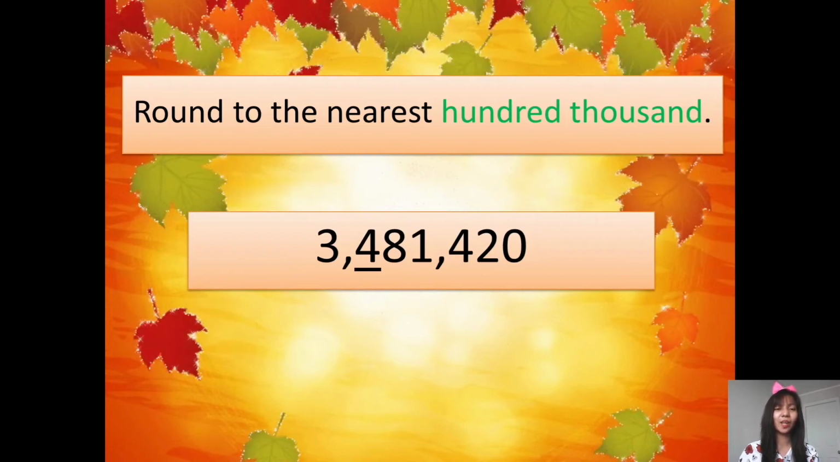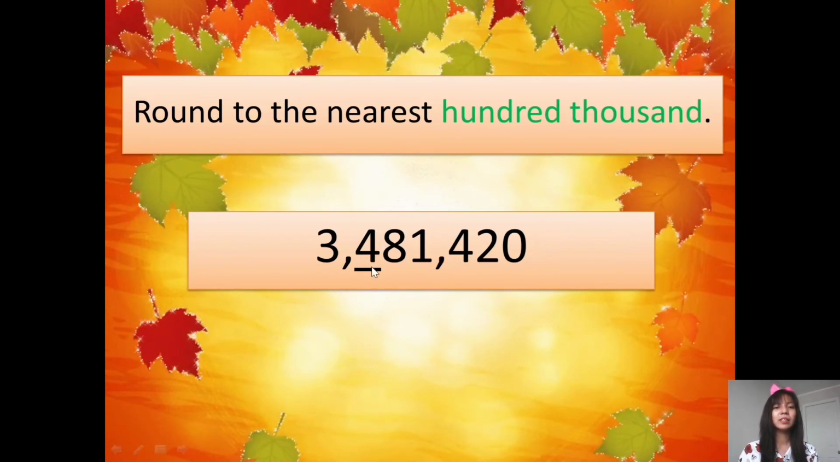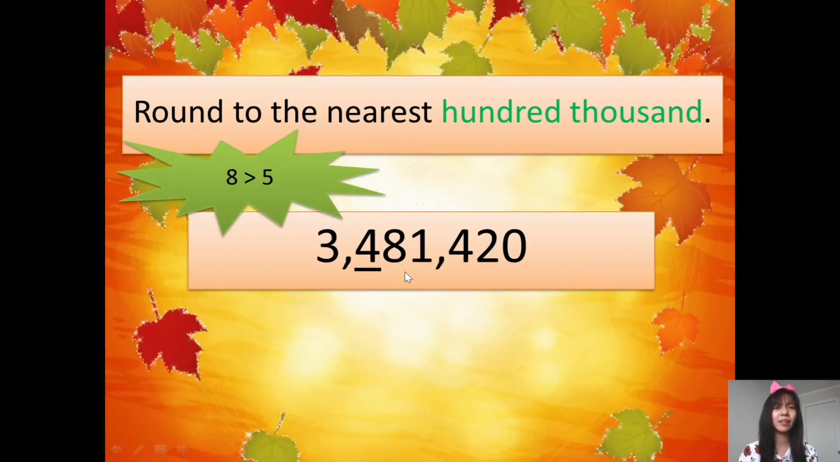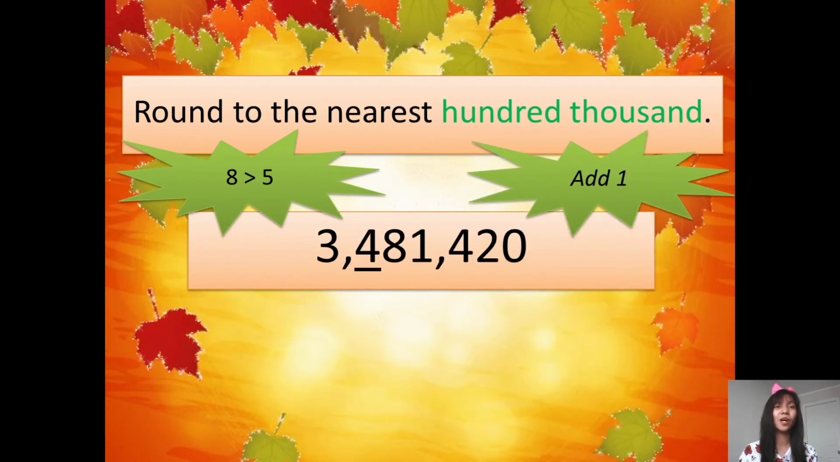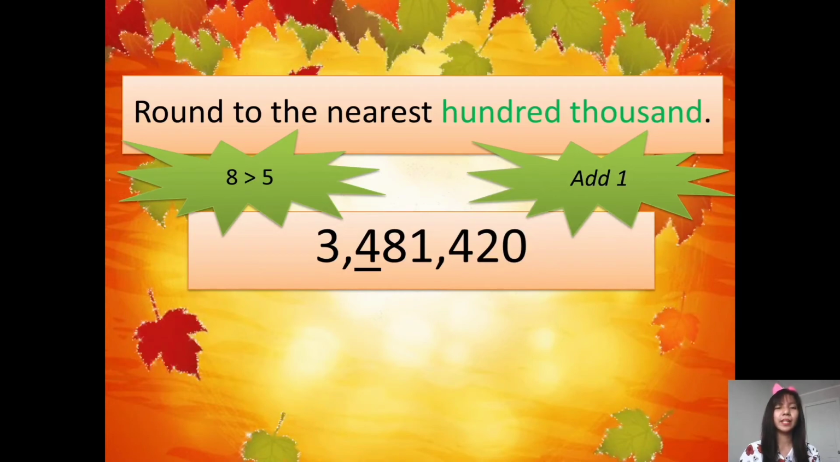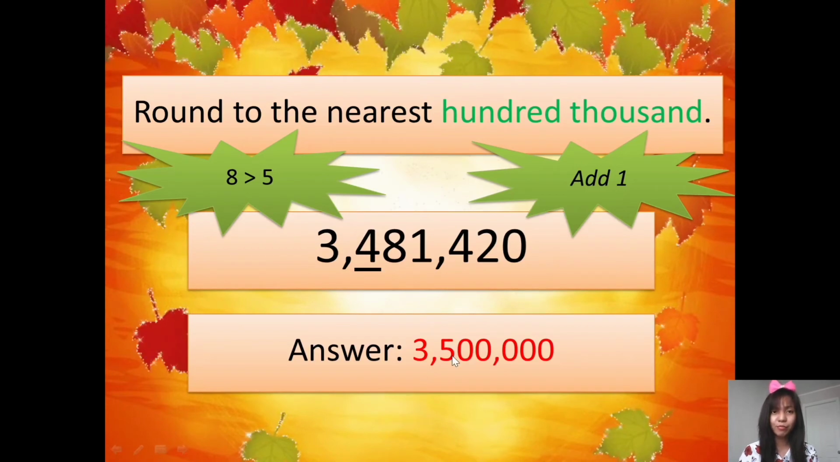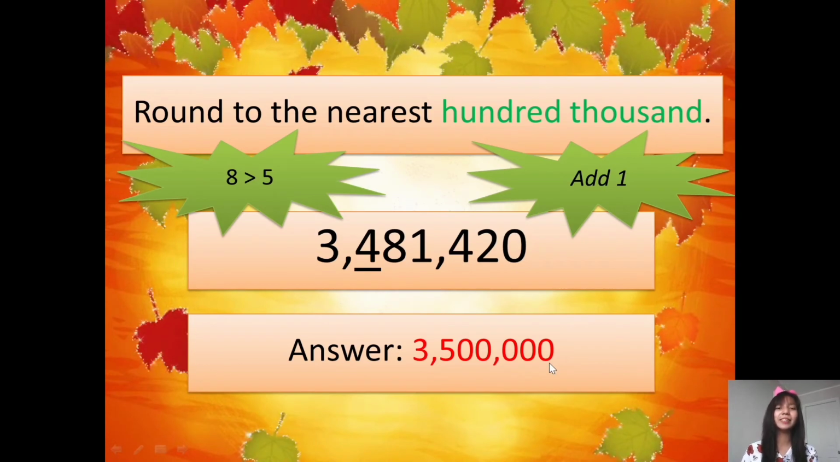Okay. Next, how about round the given number to the nearest 100,000. So our underlined number here is 4. So the next number to it is 8. So which means 8 is greater than 5. So we will add 1. Okay? So again, just copy 3. Then from 4, it will become 5. And then all the digits here, make them 0.